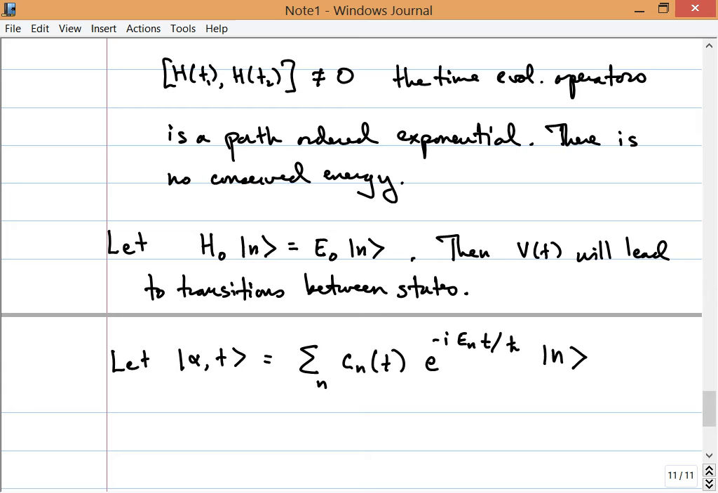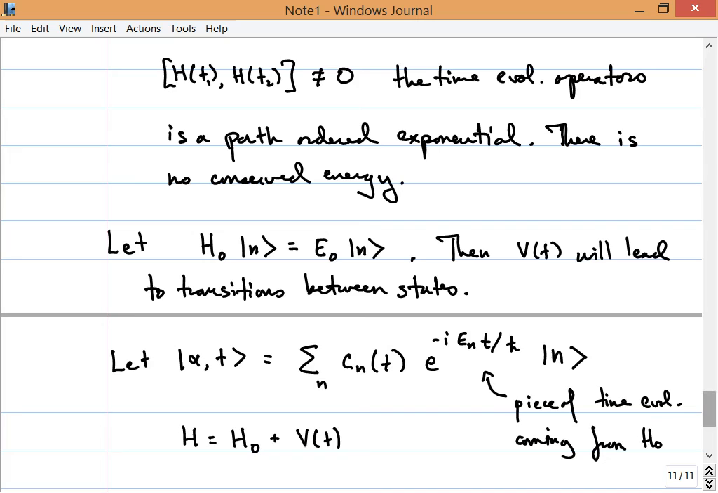And because there are two pieces in the Hamiltonian responsible for the time evolution, H is H naught plus V of t, what I'll do here is include in my definition of c sub n an explicit factor of e to the minus i E_n t over h bar. And what is that? That's the piece of time evolution that comes just from H naught.